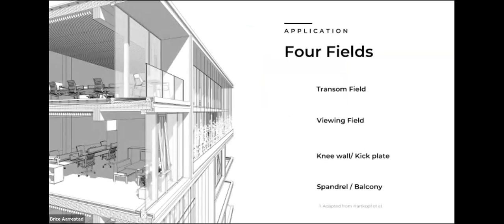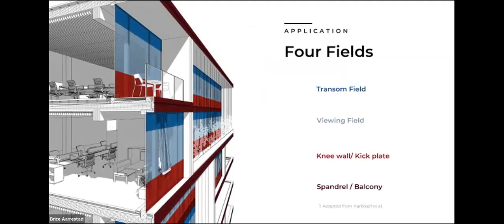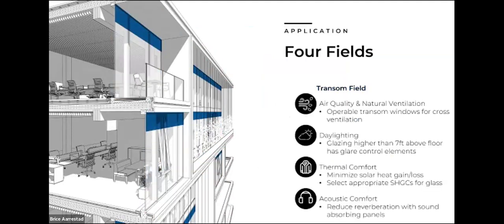So I kind of already let the cat out of the bag with the 4 fields a little bit on this aspect, but how we can apply these indoor environmental quality principles to a facade. So again, from the transom field, looking for better acoustic comfort, thermal comfort, minimizing that solar heat gain and loss, daylighting, you know, again, that glazing above that 7-foot floor level should have ways to control glare. Indoor air quality, if you're having an operable transom, that might help with cross ventilation through the space.